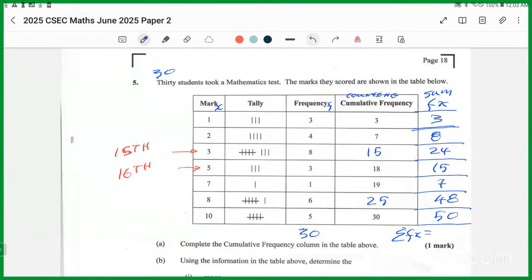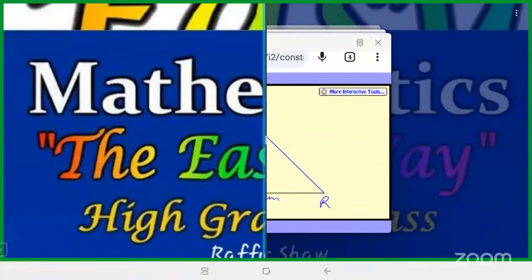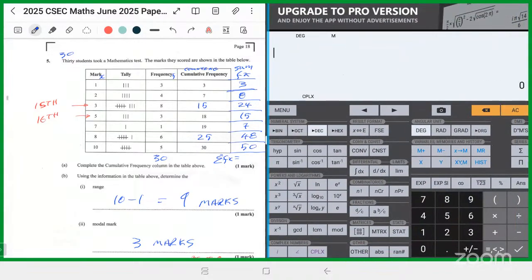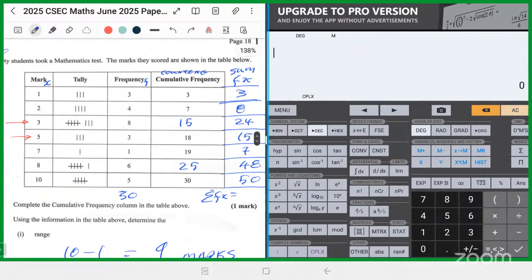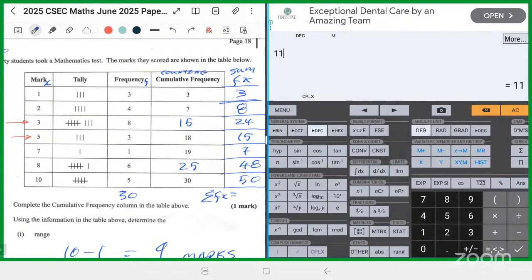Let's add these up. Let's get the calculator and do it quickly over here. All right. So this is 8 right here, this is 8, so these two make 11, going in chunks. 11 plus 24 plus 15 plus 7 plus 48 plus 50. That's 155.